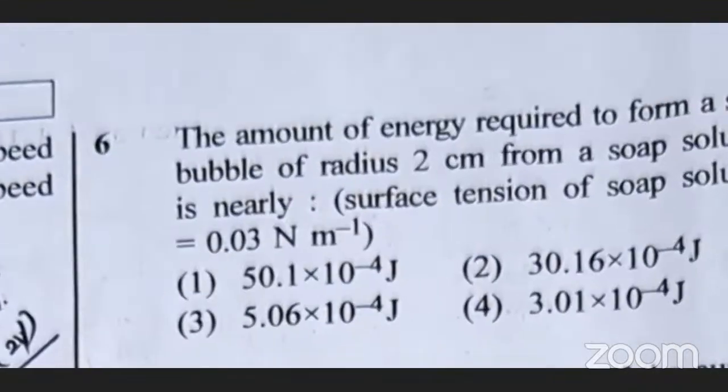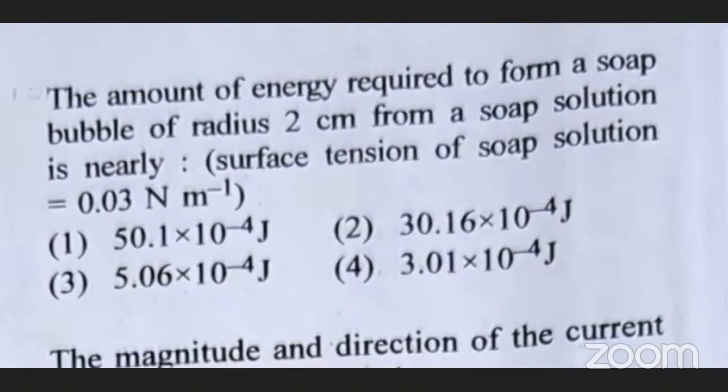And the sixth question. This is also a direct question. The amount of energy required, or you can call it the work done, to form a soap bubble of radius 2 centimeter from a soap bubble solution. So here we need to form a soap bubble of radius 2 centimeter. If you want to increase the soap bubble from a particular radius to another particular radius, we have a direct formula.